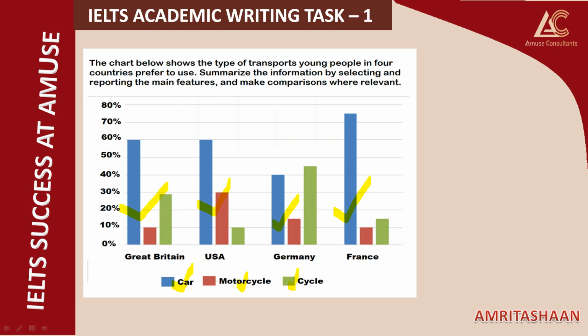So you are asked for main trends, you are asked to select the main features, and you are also asked to compare wherever it is possible. You have to keep in mind that you are not going to write the description in detail. And another important thing is that after reading the question carefully, after understanding the question, you should focus on the main trends. And before focusing on the main trend, you just check in which tense you are going to describe it.